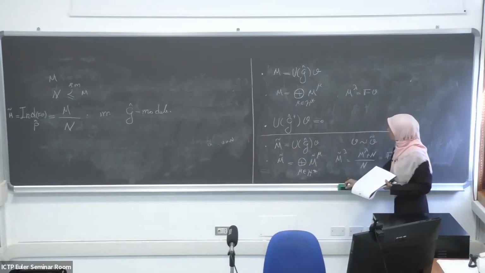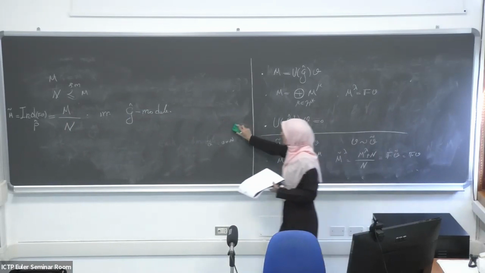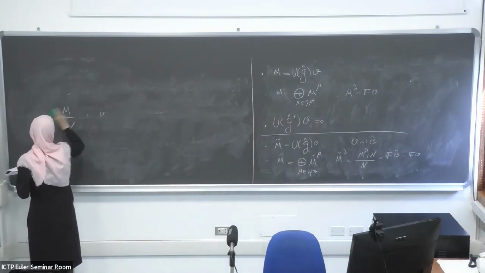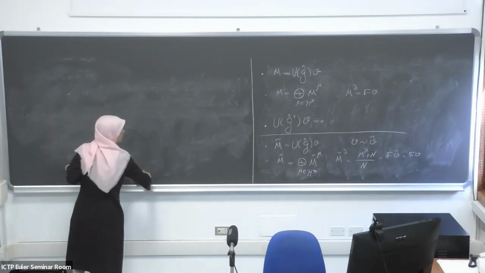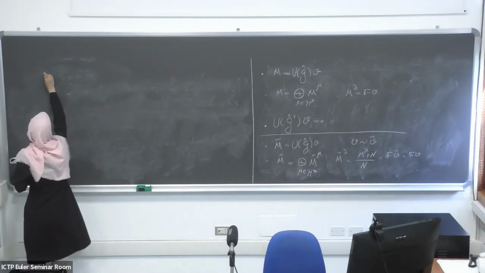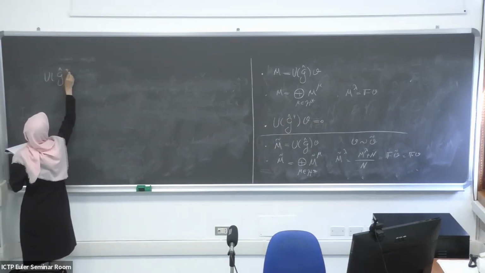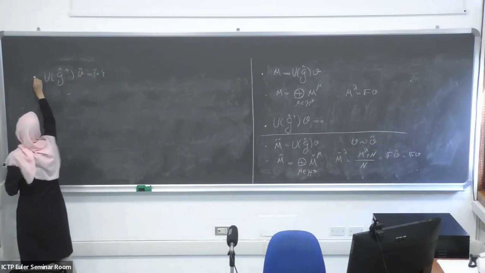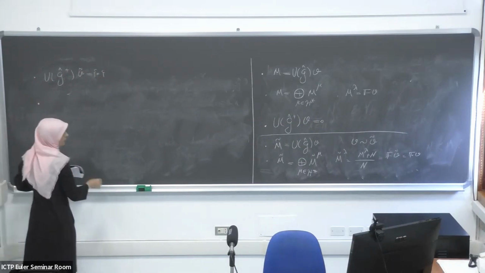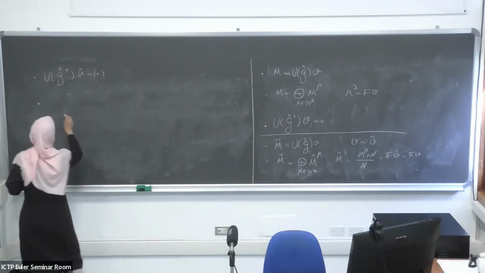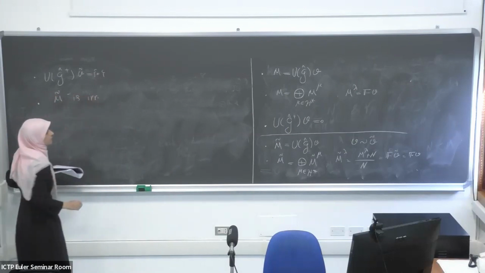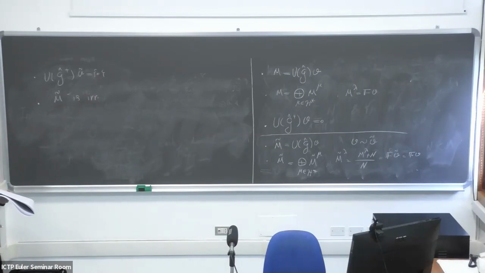So we have UG hat plus V tilde is also 0. And another property is that M tilde is irreducible.